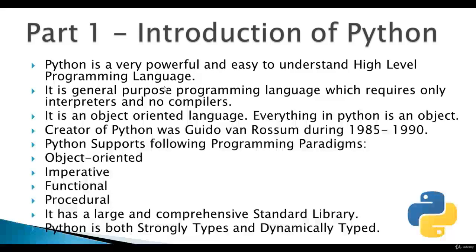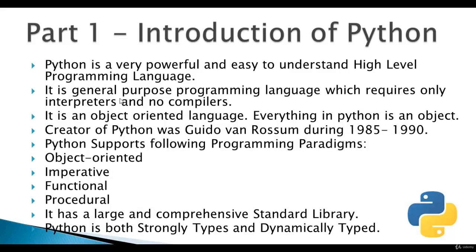So first thing is, Python is a very powerful and easy to understand high level programming language. So one keyword is high level programming language, and it is very easy to understand. If you compare it to something like Java, Java is not that easy to understand. Java is also a very powerful language, but if you compare Java or C# to Python, then the syntax of Python is really easy to understand, and that's why most of the people who are from non-technical backgrounds have preferred Python. It is a general purpose programming language, and it requires only interpreters, and it does not require compilers.